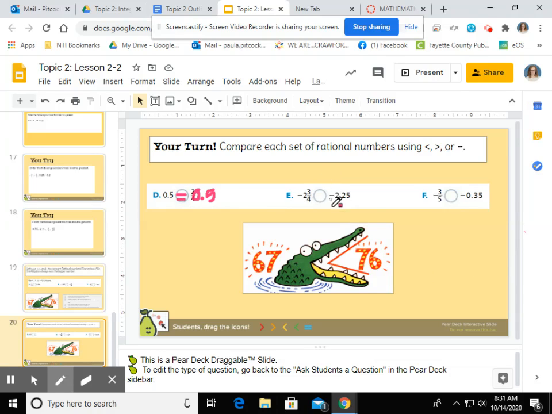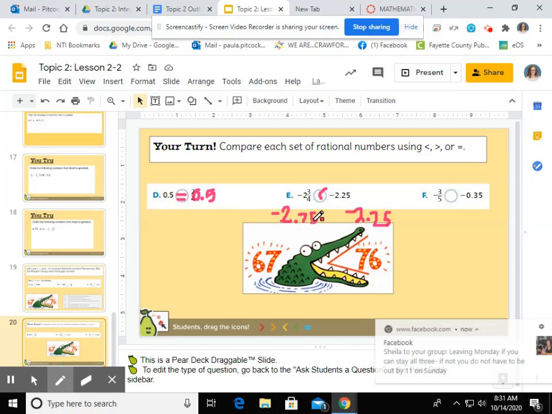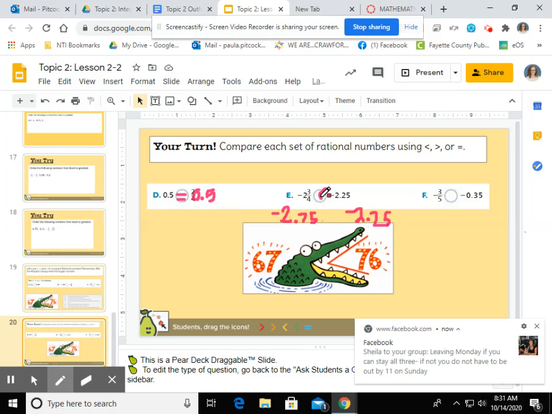Okay, now I'm going to use my brain this time and not a calculator. I have negative 2 and 3/4. 3 out of 4 quarters is 75 cents. So I have negative 2.75 and negative 2.25. Both of these are negative, so I'm in opposite land. If they were both positive, this one would be bigger. But since we're in negative land, this one's bigger. It goes opposite.